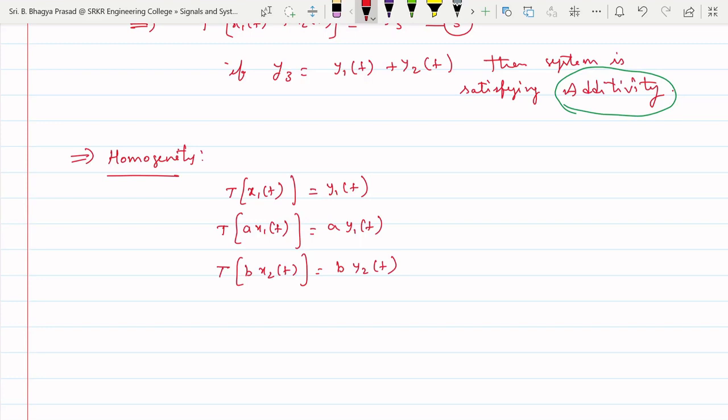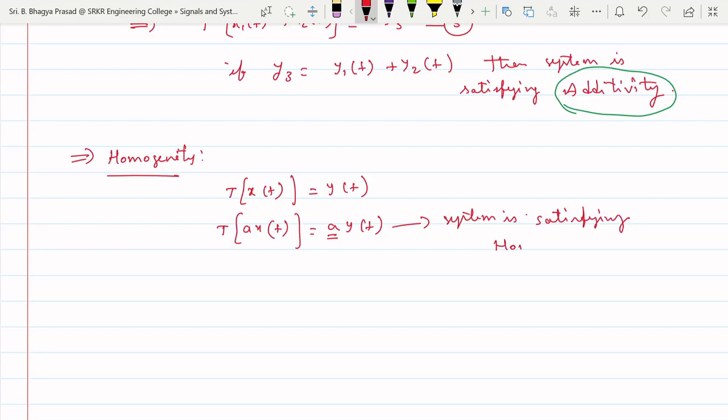Okay, and the property satisfied by this, we will discuss about this thing later, the combination of two signals. So let us consider a x of t is the input and we are observing a y of t. So we're getting this one at the output also. This indicates that the system is satisfying homogeneity. Okay, the system is satisfying homogeneity.